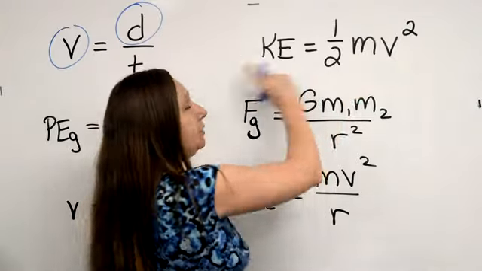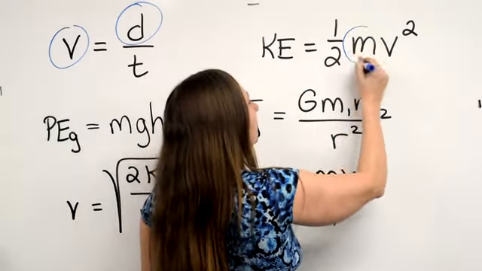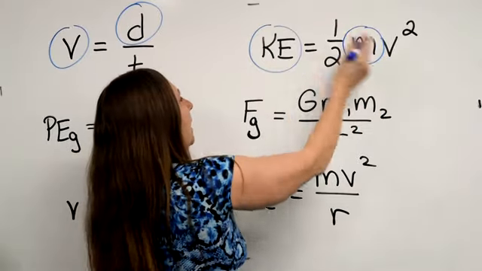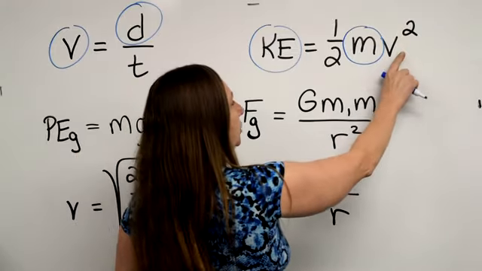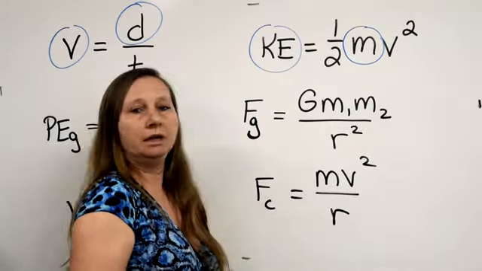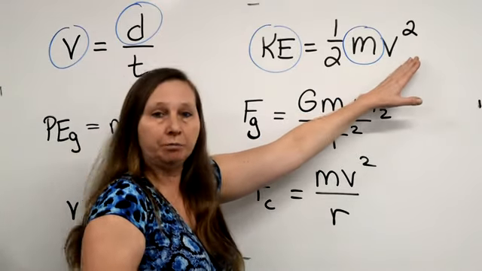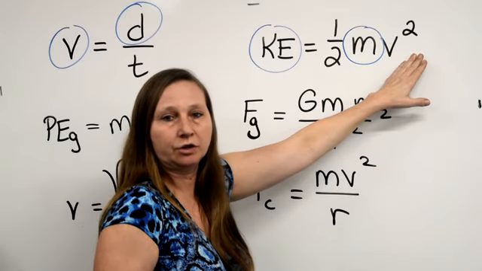Opposite sides of the equal sign, they're both on top. Mass and kinetic energy are directly related. The speed has an exponent. It's not directly related to kinetic energy, at least not in a simple way. We're going to call that an exponential relationship.